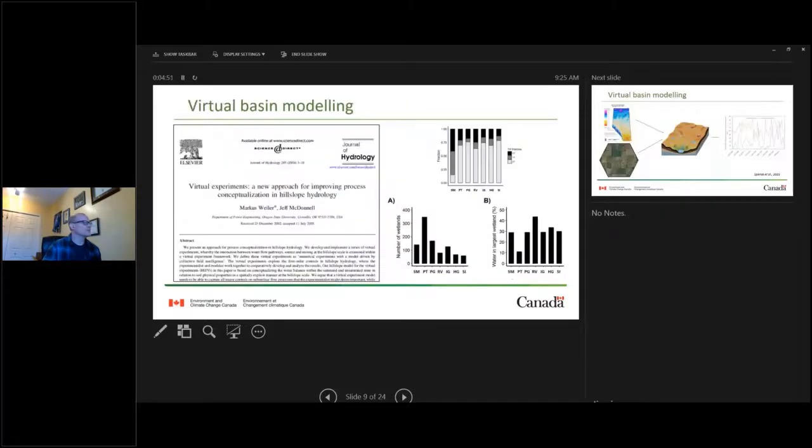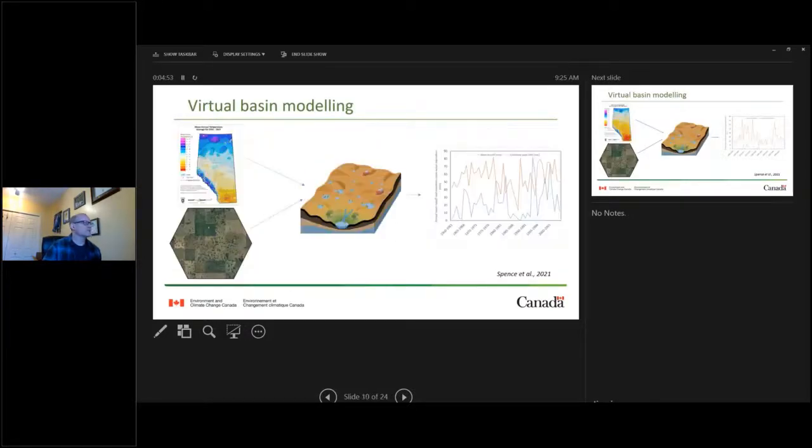So then we took this virtual basin modeling approach, and it's incredibly flexible in the sense that we can take climate and the landscape and say, okay, we're going to build a model like this image that Jared drew in the middle, and then we can simulate what we expect basin runoff to be, or snow water to be in those areas.